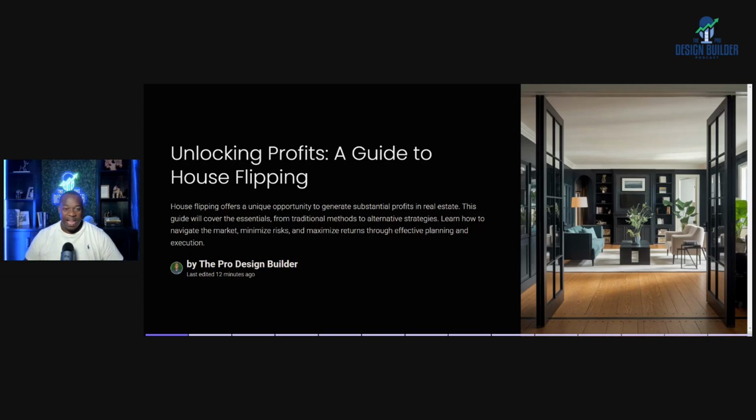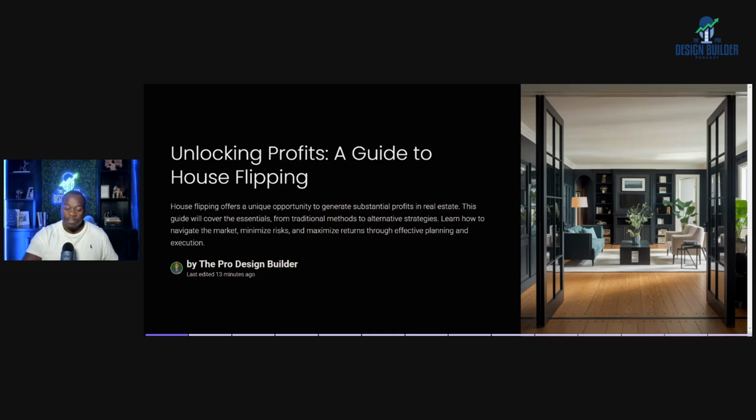All right. So, unlocking profits, a guide to house flipping. House flipping offers a unique opportunity to generate substantial profits in real estate. This guide will cover the essentials from traditional methods to alternative strategies. Learn how to navigate the market, minimize risk, and maximize return through effective planning and execution.